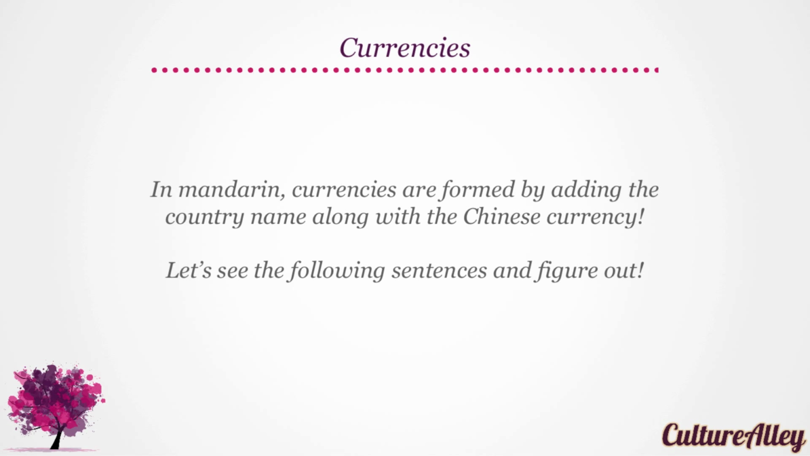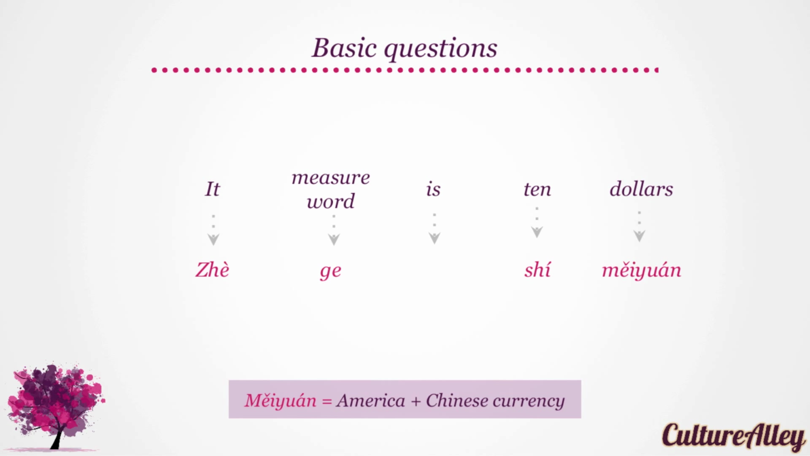In Mandarin, currencies are formed by adding the country name along with the Chinese currency, that is, yuan, at the end. Let's see the following sentence and figure it out. Let's begin with the first sentence. This is for $10. Here is the breakup of the sentence.